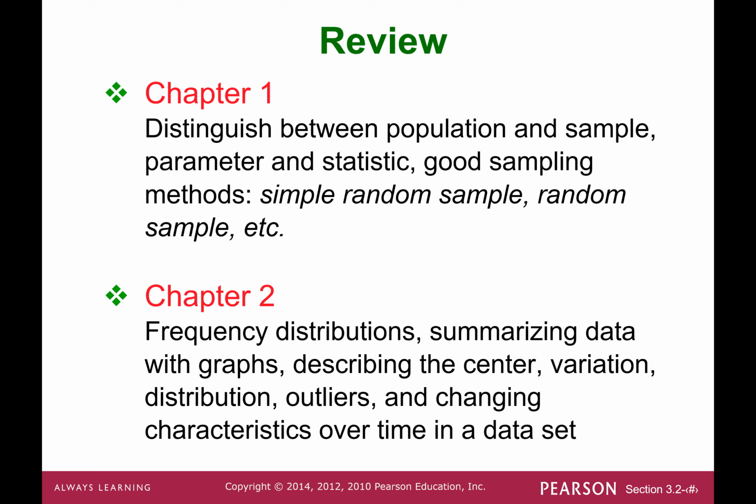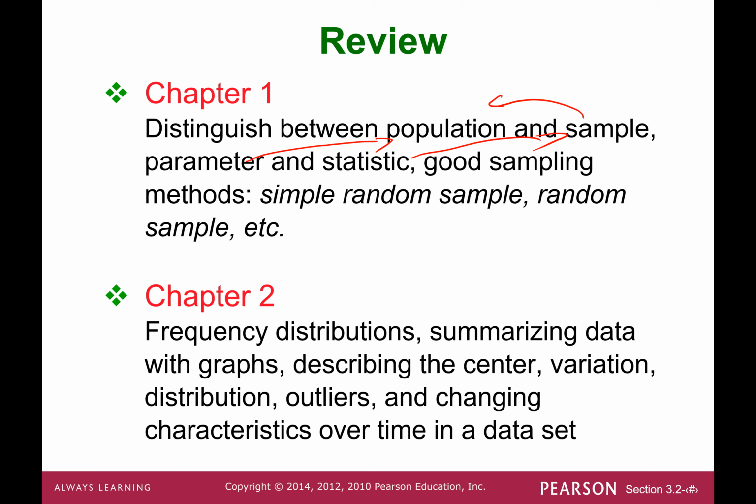In chapter 1, we talked about the difference between a population and a sample. A sample comes from the population. A sample is a subset of the population. The population includes every single member of the group we try to investigate. A parameter is used to describe the characteristics of the population. A statistic is used to capture the characteristics of the sample.